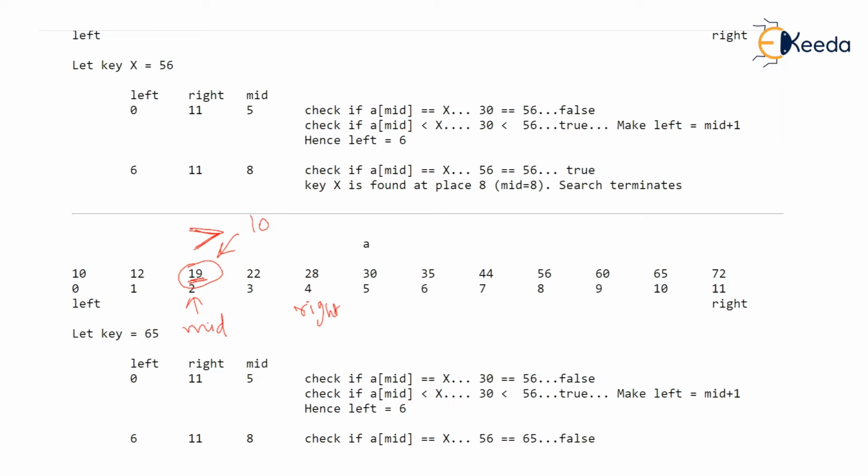That means 10 is lesser, so we should go to the left. Surely 10 must be present to the left of the mid. So what are you going to do? You are going to change right. Right will become equal to mid minus 1, isn't it? Yes. So now right is equal to 1. Left is 0 and right is 1.